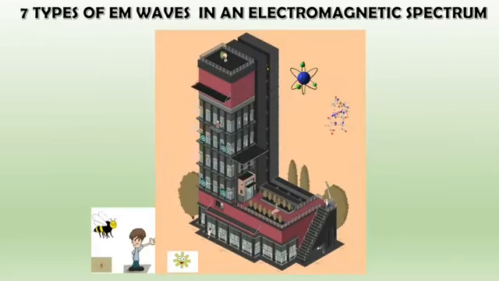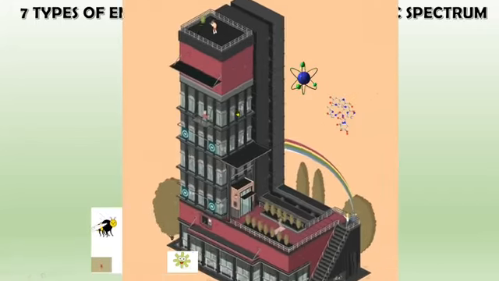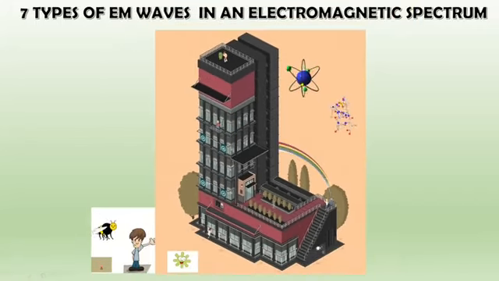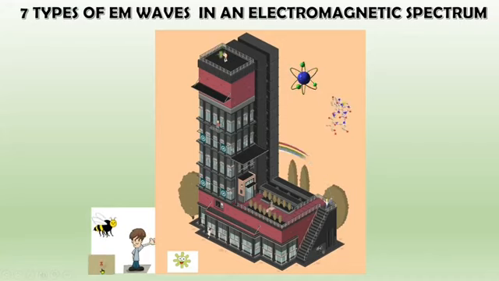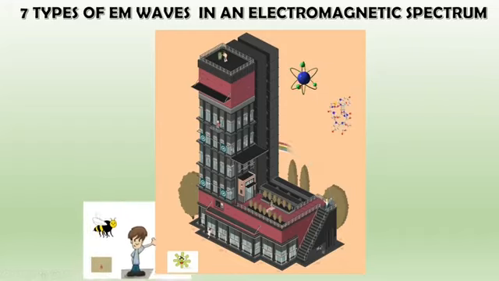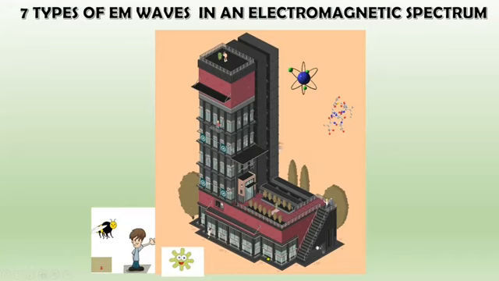Now, let us try to compare the relative size or range of each wave from the following illustration. Building, atom, molecules, honeybee, pinhead, human, and bacteria.